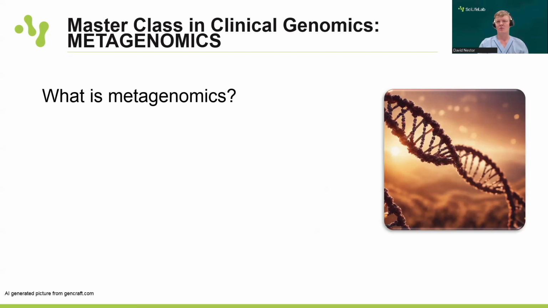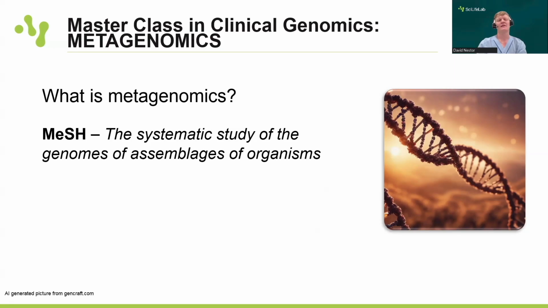So first and foremost, what is metagenomics? It's quite difficult to give a short description of the topic. Looking at the MeSH term for metagenomics, it says that metagenomics is the systematic study of the genomes of assemblages of organisms. Could be quite difficult to understand, but two keywords here are genomes and assemblages. We're focusing on the genetic material, the genomic material, and also we have the potential to analyze assemblages or various species at the same time.